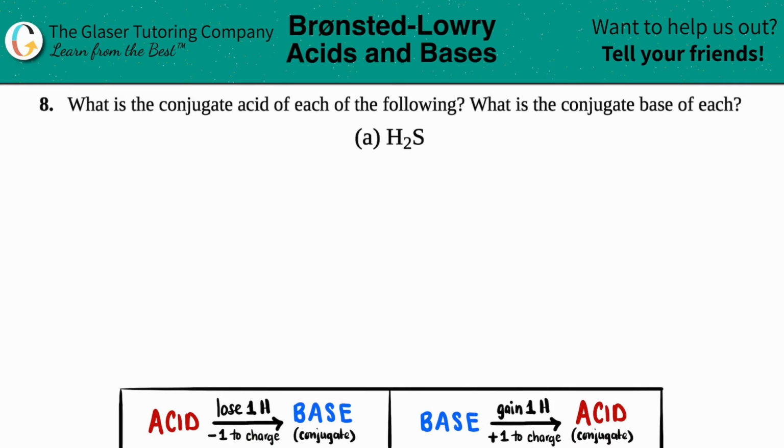Great. What is the conjugate acid of each of the following? And then what is the conjugate base of each? And then in this case, we have letter A. So we have to find out the conjugate acid and the conjugate base of H2S.